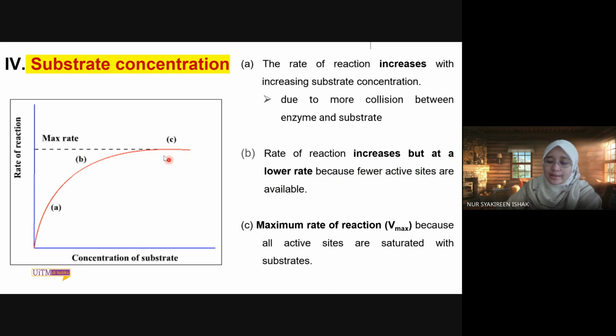Okay. So and then point C, maximum rate of reaction, which we call Vmax, maximum velocity. This is the point where you can note there's Vmax, maximum rate of reaction, maximum velocity, because all active sites are saturated with substrate. Ada 100 enzyme, ada 100 substrate for example, ataupun tambah lagi 200 contohnya. Okay. So all the active sites are now occupied with the substrate.